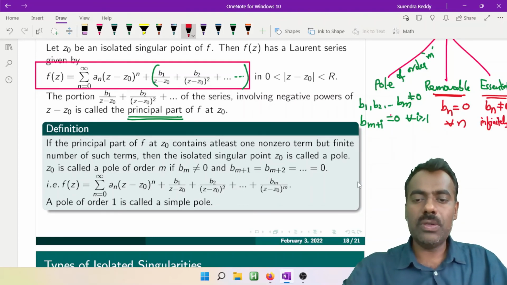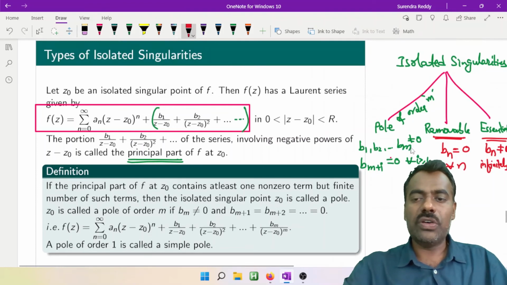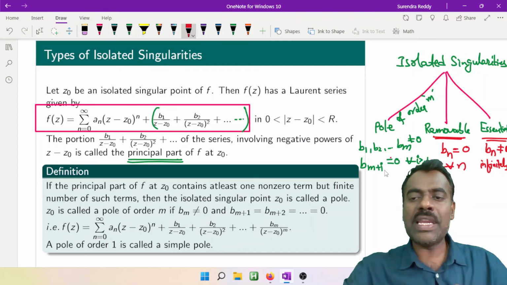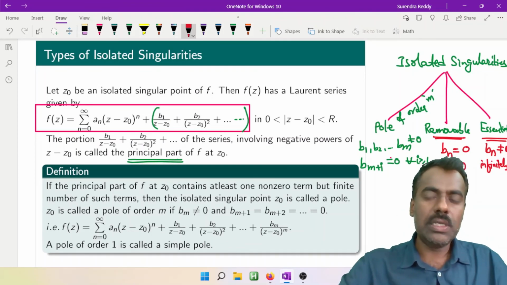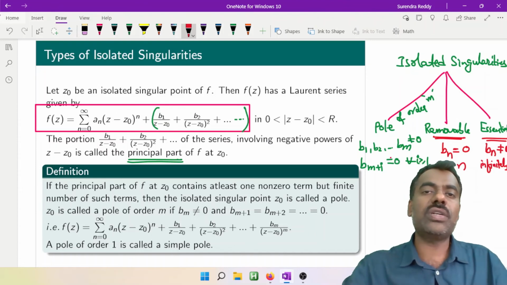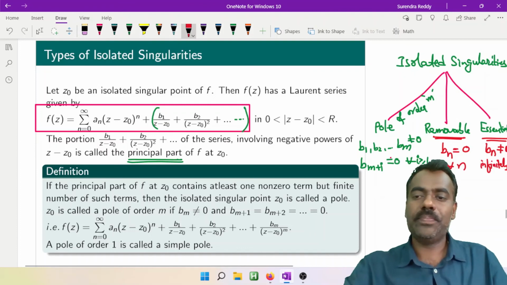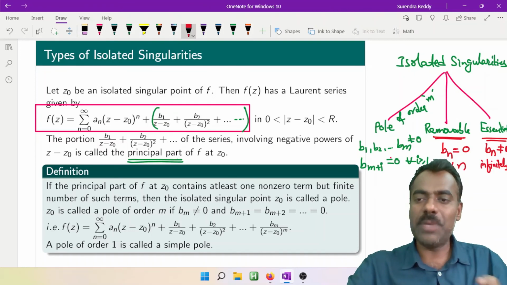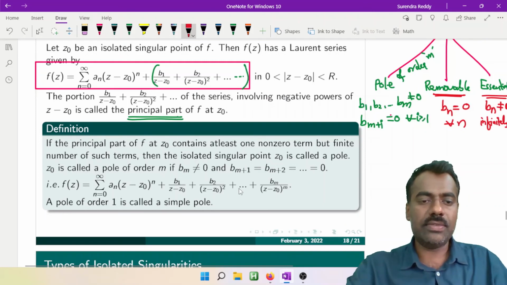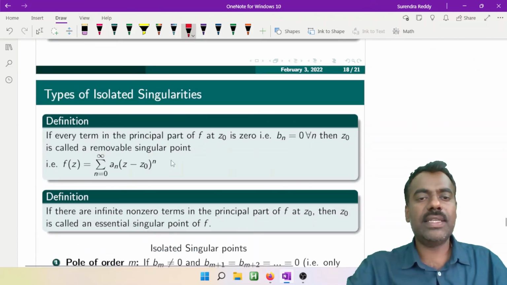Bn are not equal to 0 for infinitely many n. If there are finitely many, then we talk about a pole. If there are infinitely many non-zero terms, then it is an essential singularity. If there are no terms in the principal part, then we say it is a removable singularity. This is what I have explained, and these are the definitions.